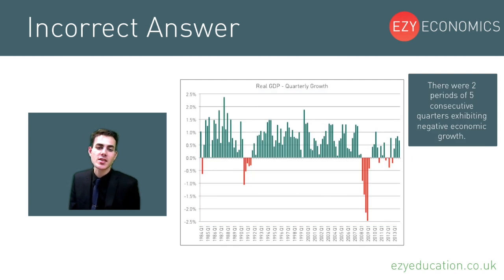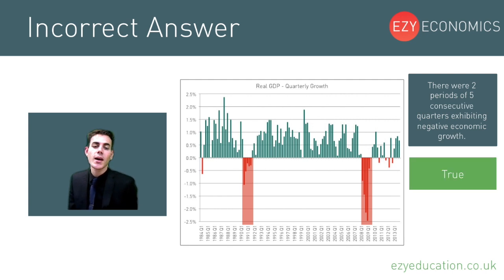The next statement is that there were 2 periods of 5 consecutive quarters exhibiting negative economic growth. Well, instantly when you observe this chart, there should be 2 periods that stand out for you because they are sustained periods of negative growth, and that is this period here around the 90s and this period here representing the financial crisis. In both these periods there are exactly 5 consecutive quarters of negative growth, backing up what is said in the statement, meaning that this statement that there were 2 periods of 5 consecutive quarters exhibiting negative economic growth is true.